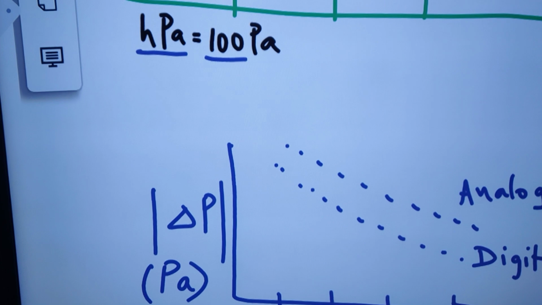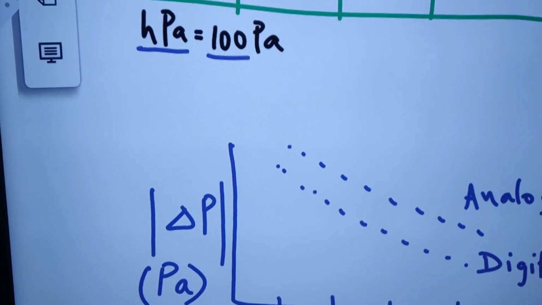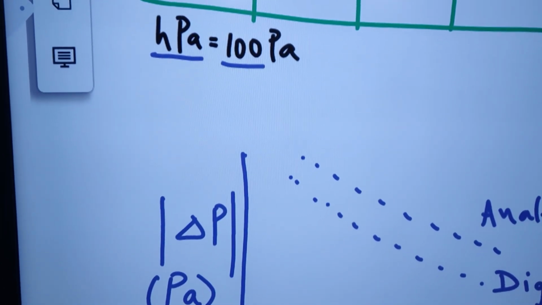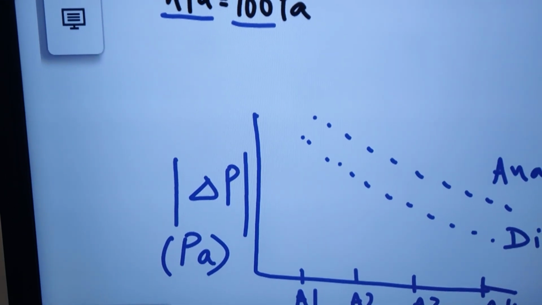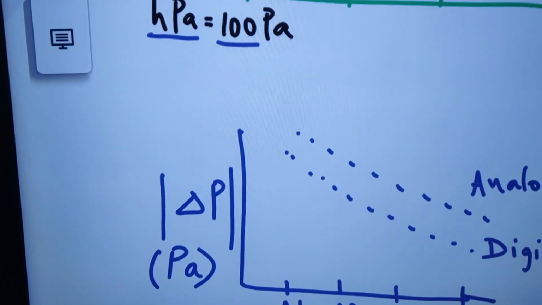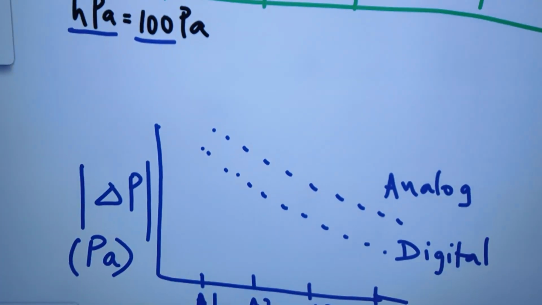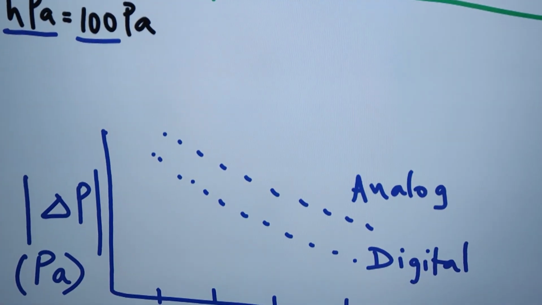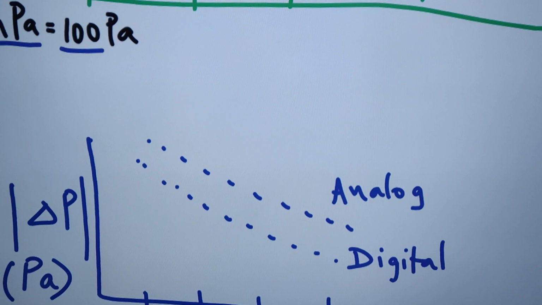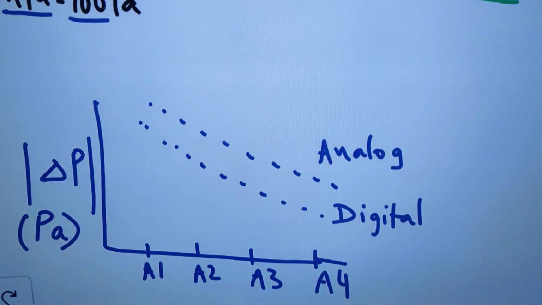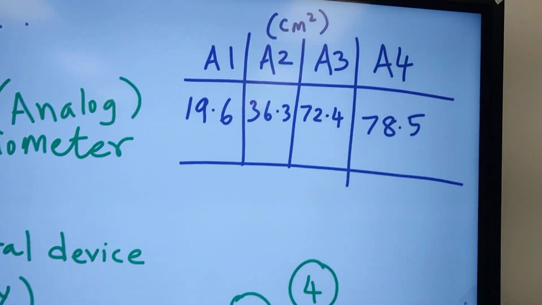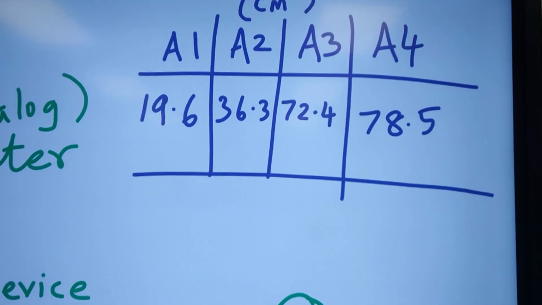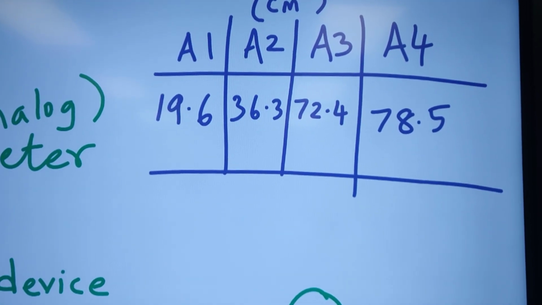Both the manometer and digital device, you take absolute values, and the units, bring them to the same unit for both the devices, keep it in Pascal. So you get one curve for the analog device, another curve for the digital device. Area values again are mentioned here, A1, A2, A3, A4, again taken from the manual.